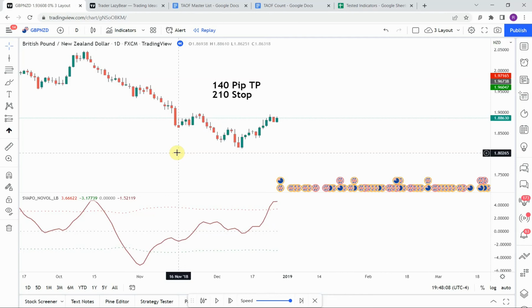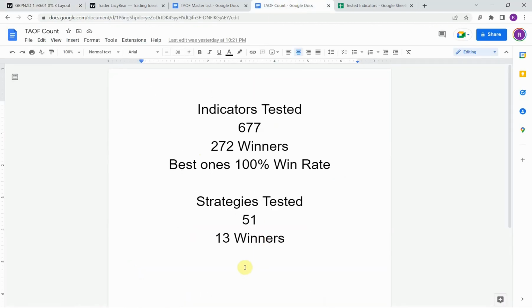Alright, as I said, today we will be testing the no volume SVAPO indicator. Before we do though, I wanted to put the testing scoreboard up for everyone to see. So to date, we have tested a total of 51 different strategies, with 13 of them being profitable. We've also tested a total of 677 indicators, with 272 of them being winners. The best ones so far were able to achieve a 100% win rate.